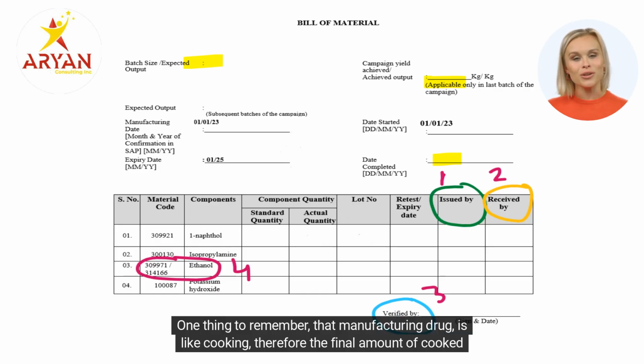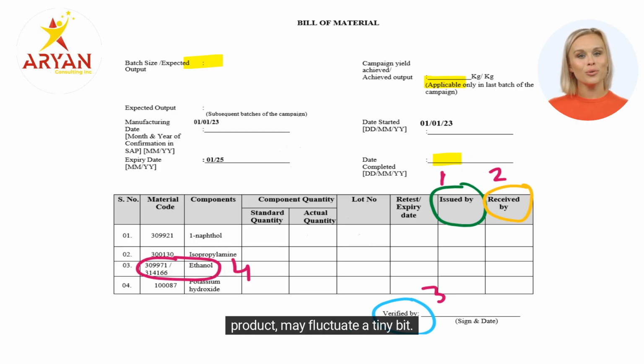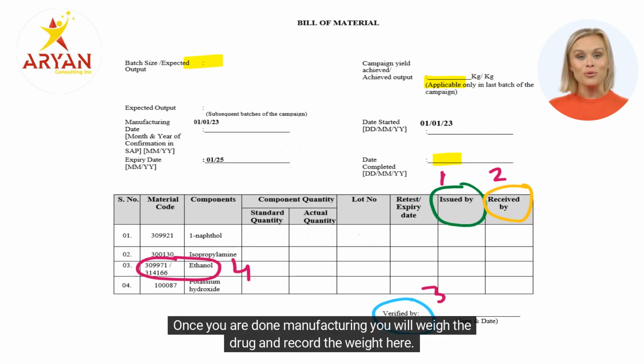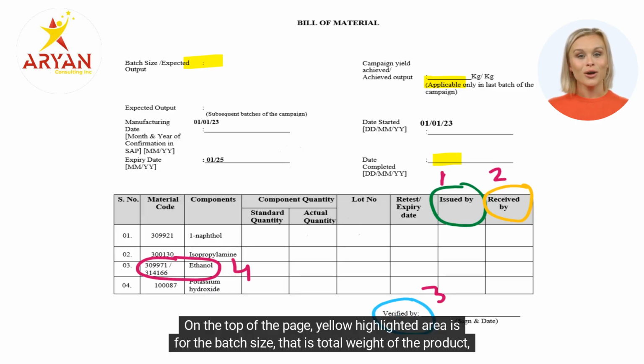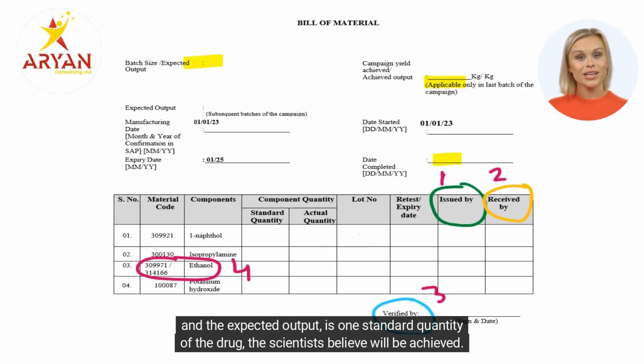One thing to remember, manufacturing a drug is like cooking, therefore the final amount of cooked product may fluctuate a tiny bit. That's why this line is blank. Once you are done manufacturing, you will weigh the drug and record the weight here. Another yellow highlighted area is for the batch size, that is the total weight of the product, and the expected output is one standard quantity of the drug the scientists believe will be achieved.